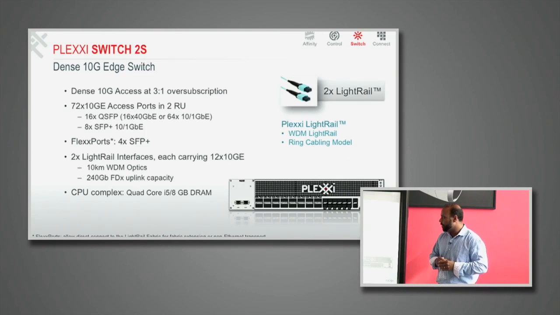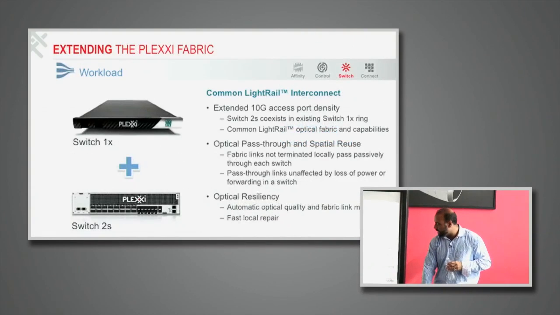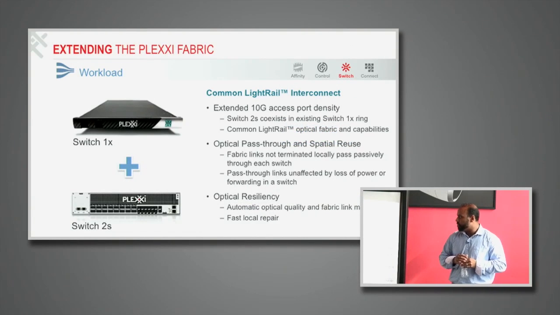It's built again on the Trident 2 chipset, just like the Switch 1X was. But in this case, you're getting additional access density. So in comparison to the Switch 1X, it's exactly the same architecturally, exactly the same way you build it, just more ports.